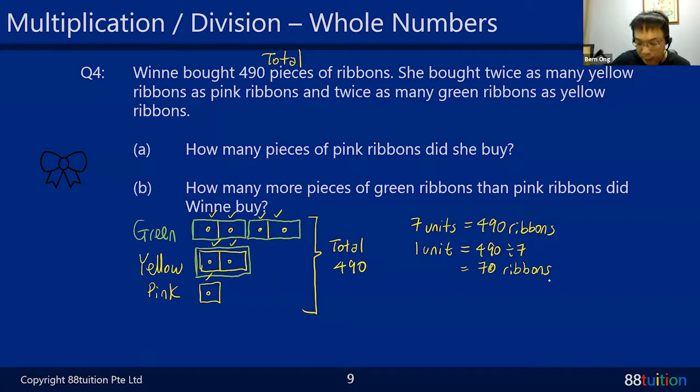All right, so 70 ribbons is what? Is 1 unit. Wait. Question is looking for what? Is the question looking for 1 unit? How many pieces of pink? Oh, pink is what? Pink is 1 unit. So pink is 70 ribbons. Can you see not? Because pink is only 1 unit. This is for part A.